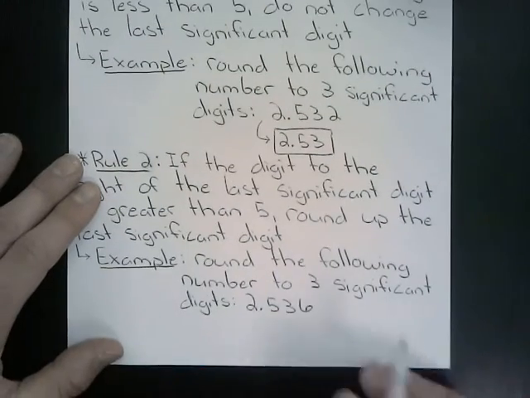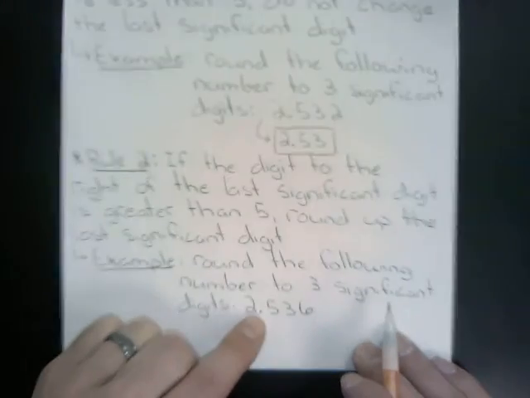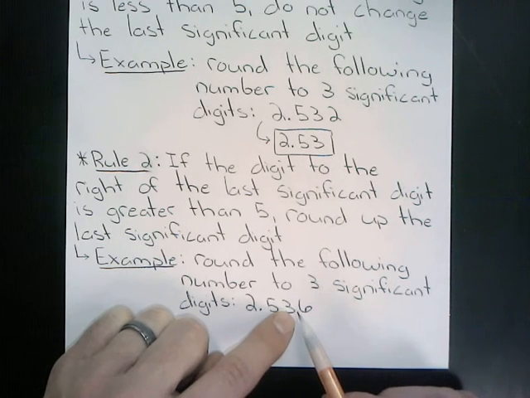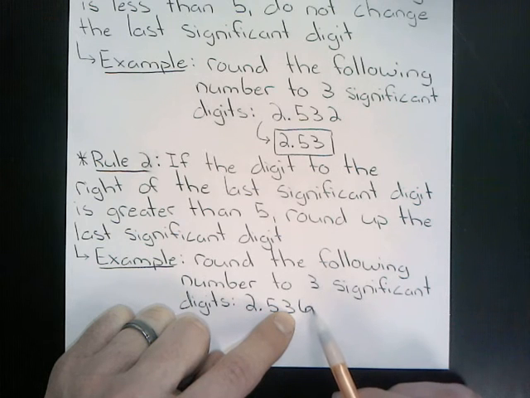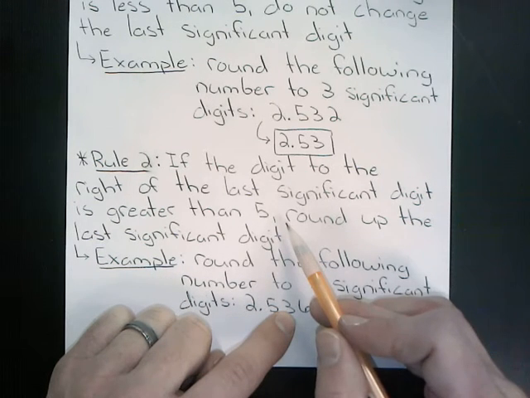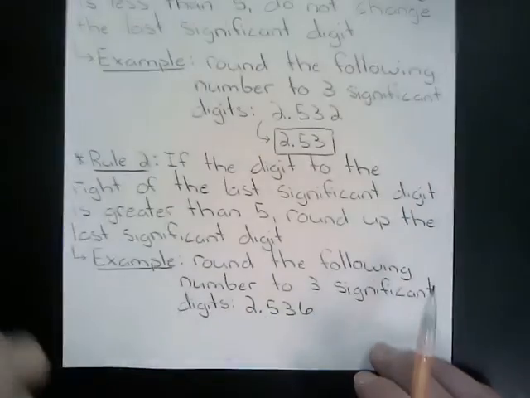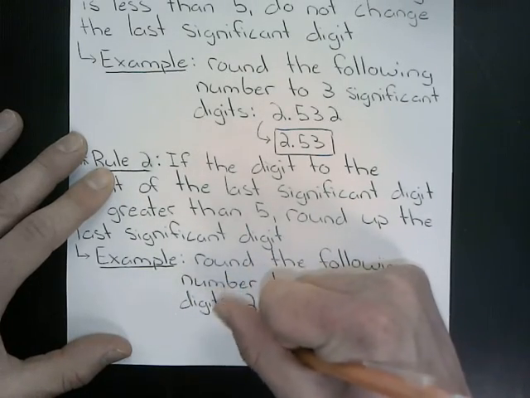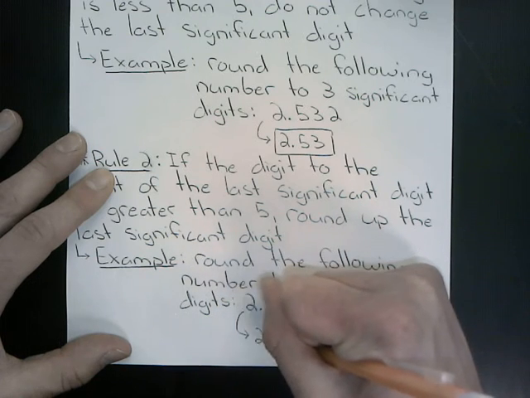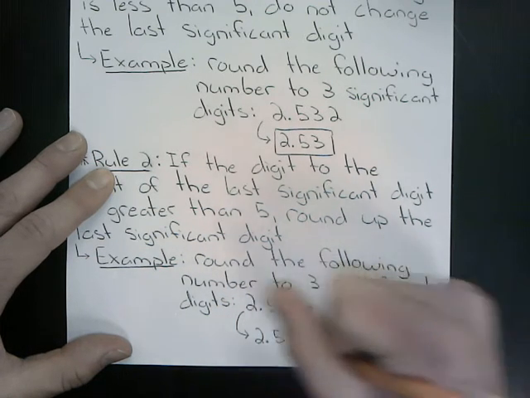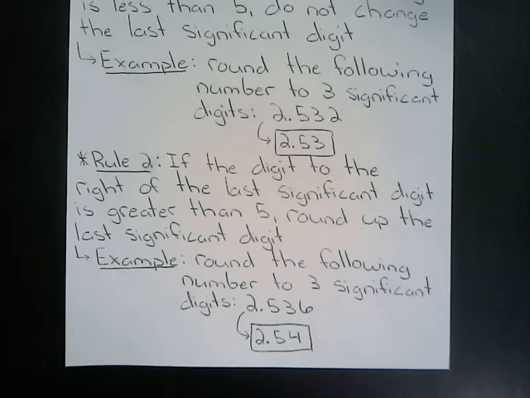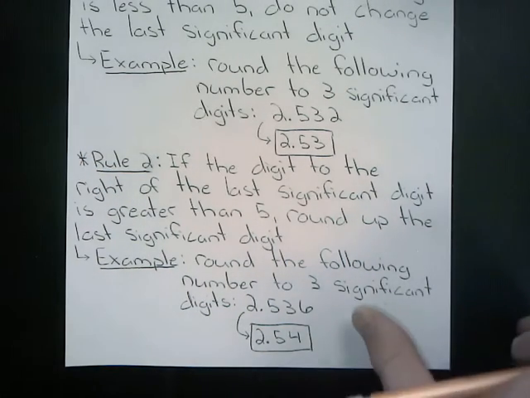So again, to 3 significant digits here, we have 2.53. We look to see if we need to round it by looking to the right of that last significant digit, which is the 3. And we look here, we have a 6. It's greater than a 5. So when we say round to 3 significant digits for this number here, it would round up to 2.54. And that would be our answer. Now we have 2 more rules associated with rounding numbers.